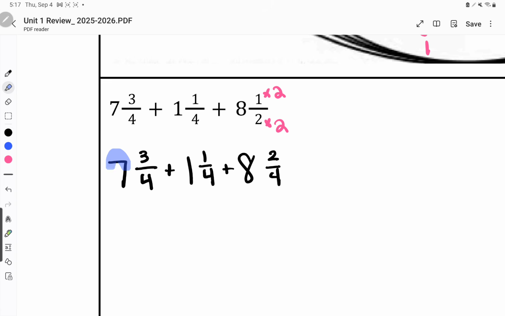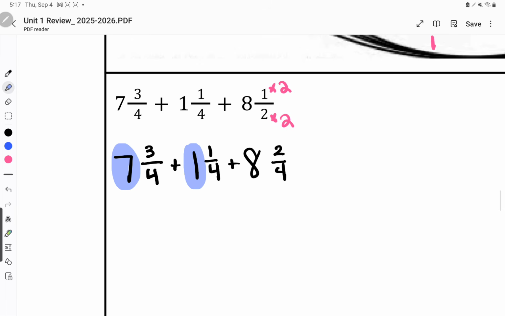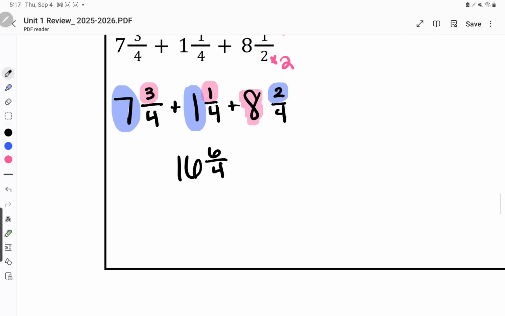We add our whole numbers up together. We have 7 plus 1, which gives us 8, and then 8 plus 8, which gives us 16. Then we add our numerators. We have 3 plus 1, which gives us 4, and then 4 plus 2, which gives us 6. We can't have an improper fraction in our final answer, so we need to divide this. We do 6 divided by 4. 4 goes into 6 one time. 1 times 4 is 4. Subtract them, that gives us 2.